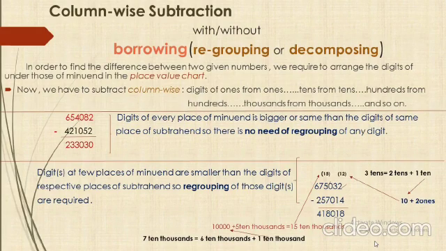But you may get numbers in which the digit of minuend is smaller than the digit of the same place in subtrahend. In that case, the situation is quite different. You need to regroup the digits. How? See in the given examples. The minuend is 6,75,032. It is written above the subtrahend, which is 2,57,014. We will start subtracting from the very ones place.